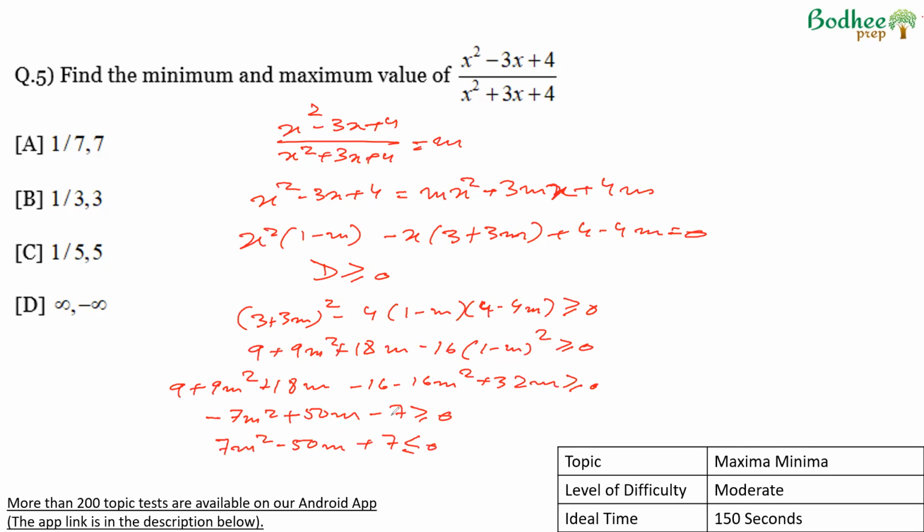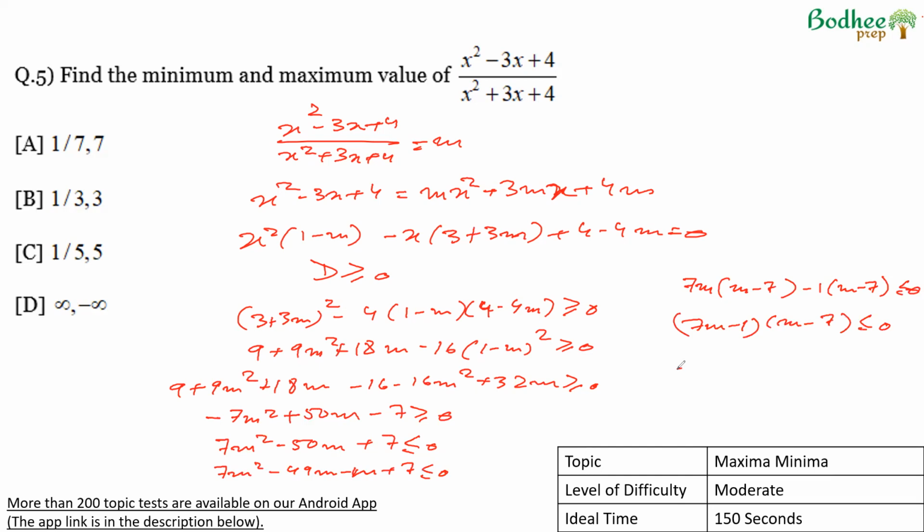Multiplying by minus inverts the sign. 7m² − 49m − m + 7 is less than or equal to 0. This becomes 7m(m − 7) − 1(m − 7) is less than or equal to 0, or (7m − 1)(m − 7) is less than or equal to 0. So critical points become m − 7 = 0, m = 7, and 7m − 1 = 0, m = 1/7. Positive, negative, positive, and therefore the value for m will lie between 1/7 and 7. Hence, smallest value 1/7, largest value 7 becomes the answer.